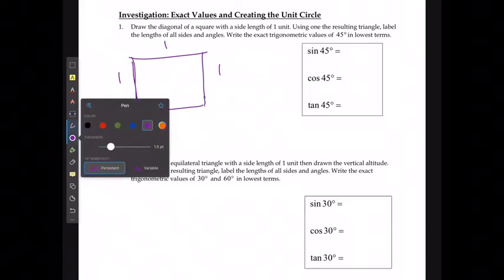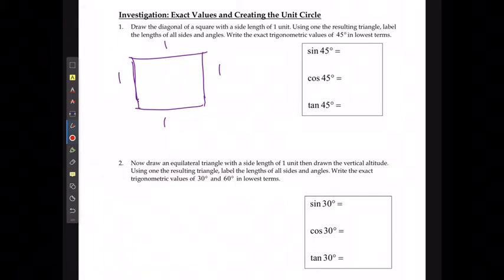And then when I do a diagonal that connects the two corners to each other, I've created a right angle triangle where two of the legs are 1, and I can solve for what the hypotenuse is. Well, in this case, the hypotenuse squared is going to equal 1 squared plus 1 squared, so hypotenuse squared is going to be 2. Hypotenuse is going to be the square root of 2.